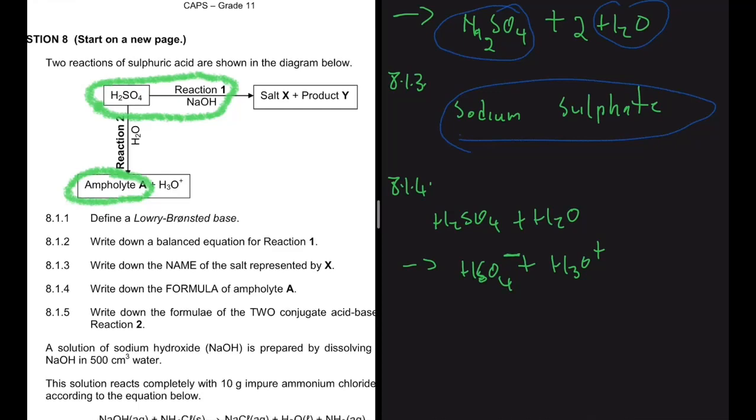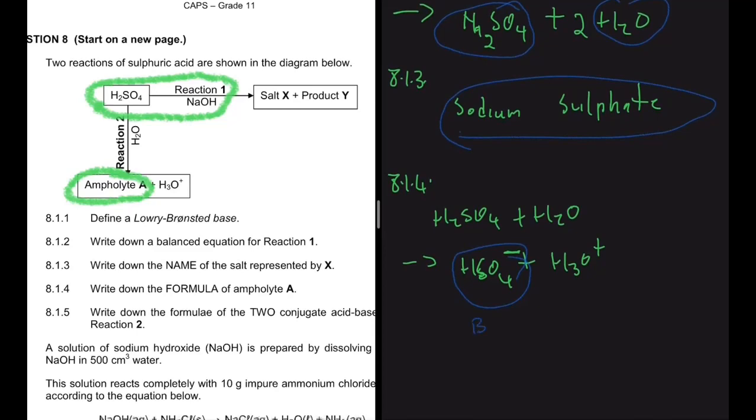So the name of our ampholyte is HSO4 minus. But is HSO4 minus an ampholyte? Yes, it is indeed an ampholyte. In this reaction, it is acting as a conjugate base, right? But then if you say HSO4 minus plus H2O, then it's going to act as an acid.